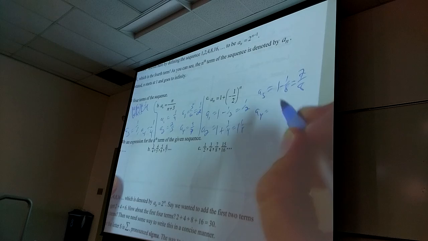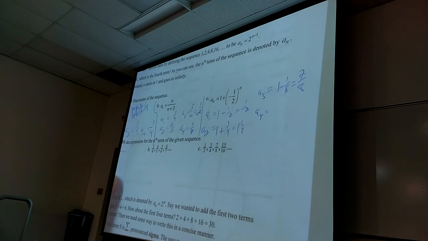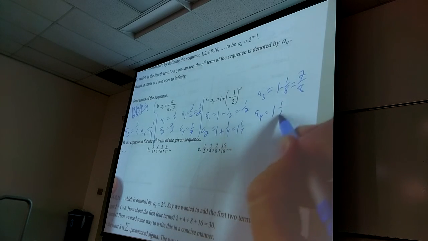And A4 would be 1 plus negative 1/2 to the 4th power. The negative dies. And what's 2 to the 4th power? 16. So it's 1 over 16. So it'll be 1 and 1/16.